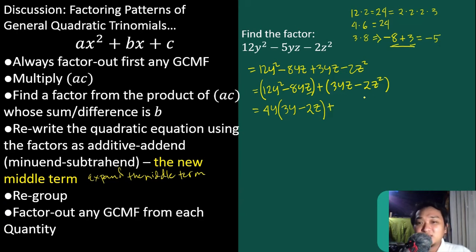Plus, okay, what will be the common factor between 3yz minus 2z squared? That is simply z. Again, naglabas ka ng isang z from both of the terms. Ang matitira na lang sa first term, sa loob ng quantity, is 3y. Minus, eto, nilabas mo yung isang z, ang matitira na lang isang z. So, 2z.